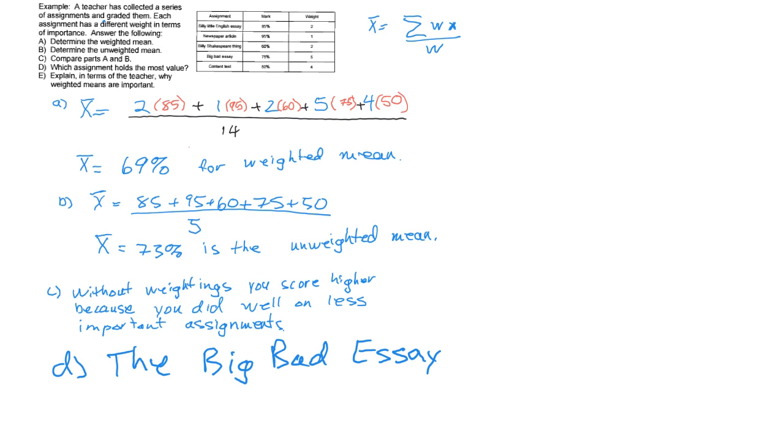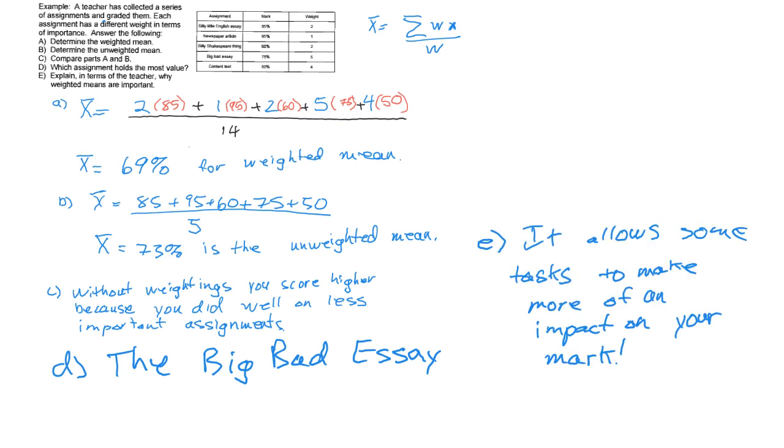And then finally, let's take a look at the last part. Explain why the teacher uses weightings for their mean. Why would a teacher use this? It allows a teacher to let certain marks have more of an impact, right? So if the big bad essay is the most important thing, you want that to be affecting the grade more, essentially.